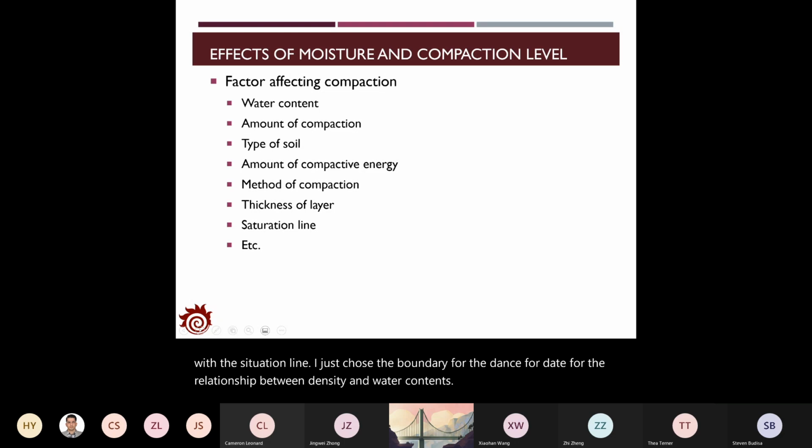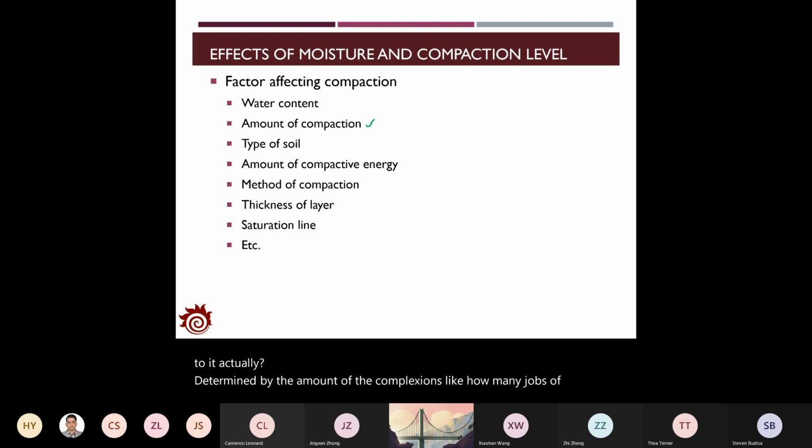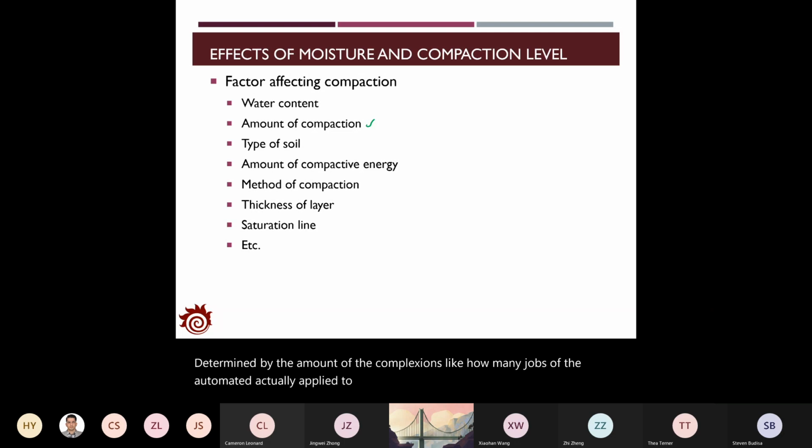So with that, we can make a quick summary about the effect of the moisture and the compaction level. By applying the compaction, we need to consider the water content. They have a significant impact on each other. And the compaction level is actually determined by the amount of compaction, like how many drops of the weight you actually apply to the sample, and what kind of weight you apply to the sample, and so on.